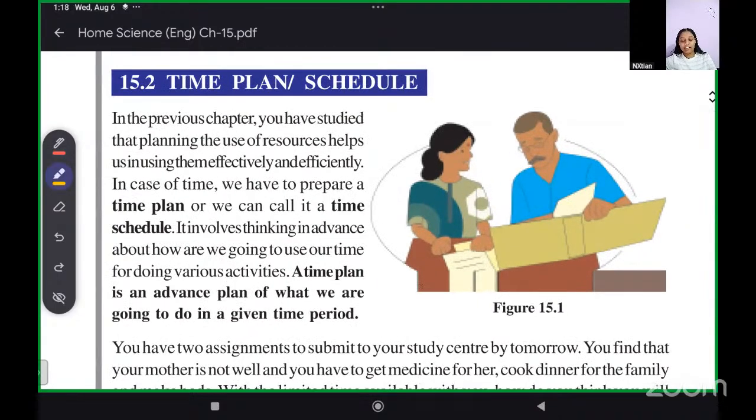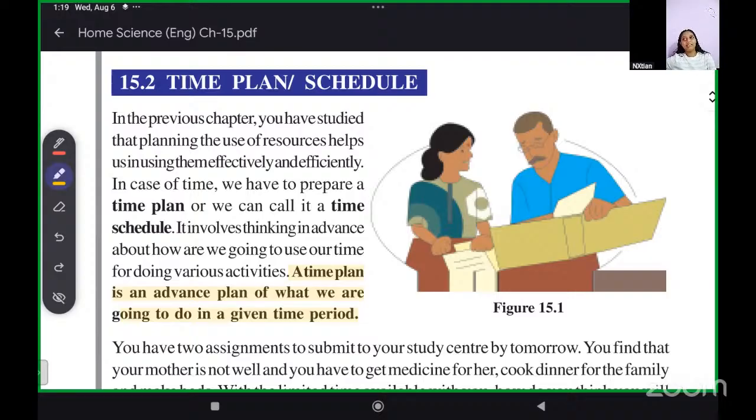Now, time plan or schedule. In the previous chapter, you have studied that planning the use of resources helps us in using them effectively and efficiently. In case of time, we have to prepare a time plan, or we can call it a time schedule. It involves thinking in advance about how we are going to use our time for doing various activities. A time plan is an advance plan of what we are going to do in a particular period of time.